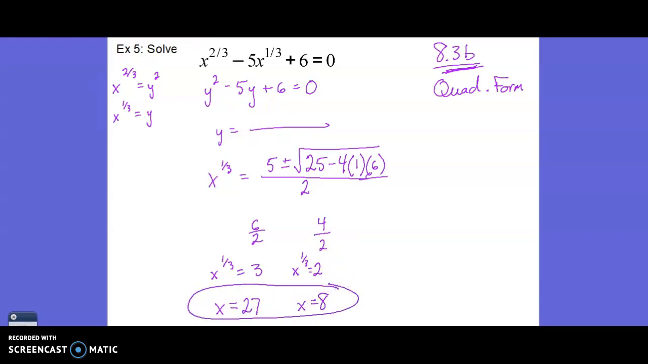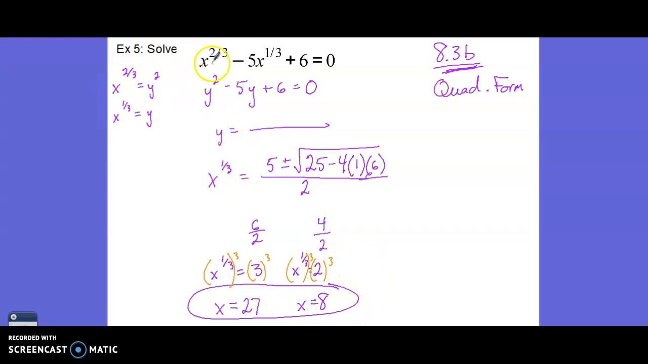Maybe I should show one more step. I guess I just assume that you know to undo the 1/3 power is cubing. Because remember, a power to a power, you multiply the exponents, and 1/3 times 3 would cancel. Same thing on this one. So that's how I get that answer.